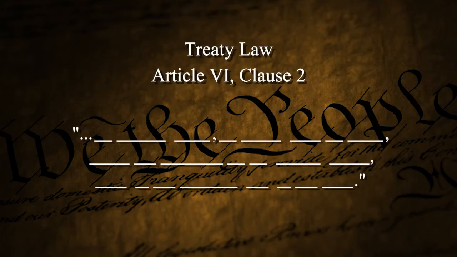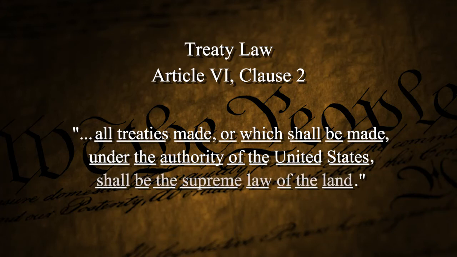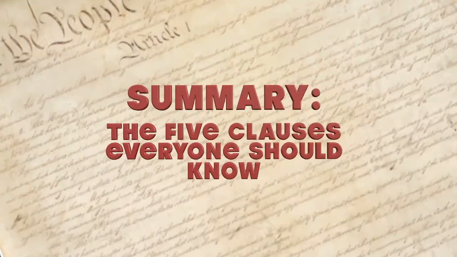Now let's review the treaty law. We got all our blanks here, okay? Remember, how does it start out? All treaties made or which shall be made under the authority of the United States shall be the supreme law of the land. Good. Okay? So there's your review, reviews 1 through 6. And now we're going to start into the summary, okay, of the 5 clauses everyone should know.